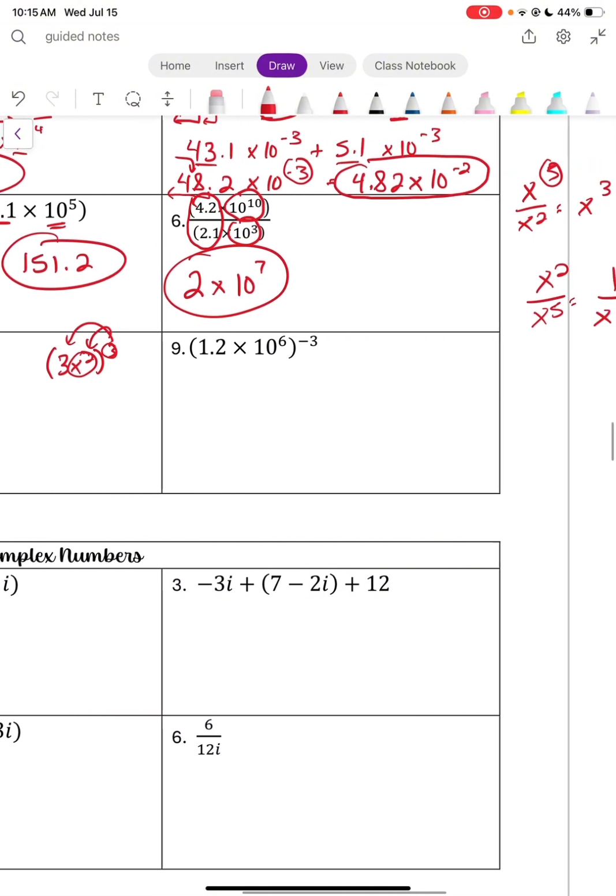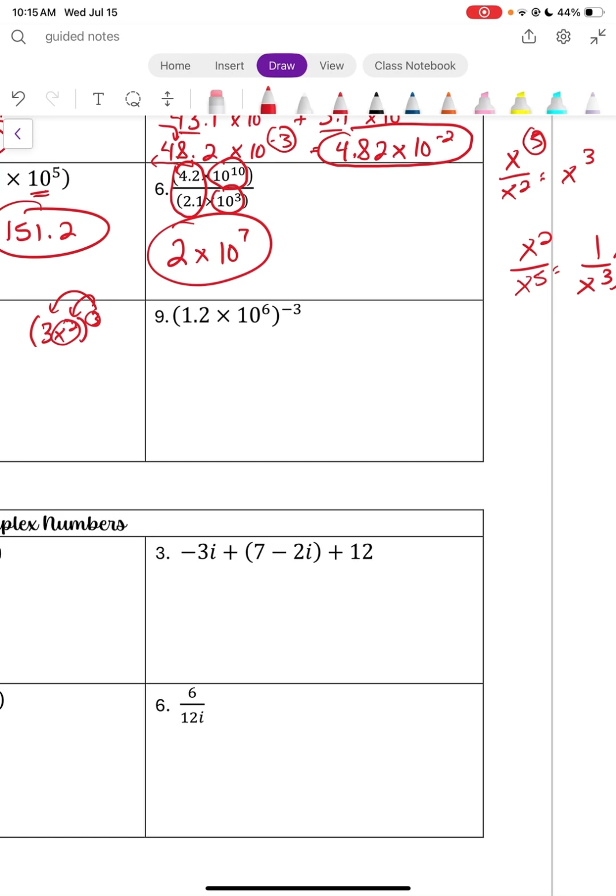All right, last one. So 1.2, everything's being raised to the negative 3 power, so I'm simply going to raise everything to that negative 3, and I'm going to go ahead and do the 10. Power to power, you multiply, so that's going to be 10 to the negative 18. Now, the hard part is this. What in the world is 1.2 to the negative 3? In order to make a negative exponent positive, again, we bring it to the bottom. So we could work this out by hand.